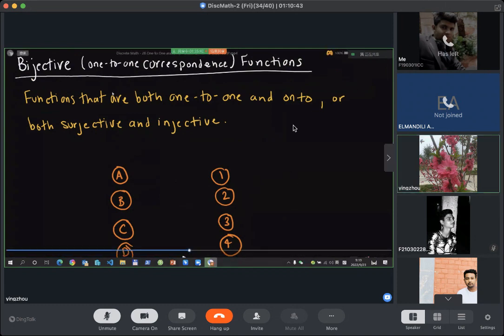Okay, the third is bijective. That can be seen as both conditions being satisfied. So bijective means one-to-one, injective, and also onto. One-to-one and onto. One-to-one and surjective.